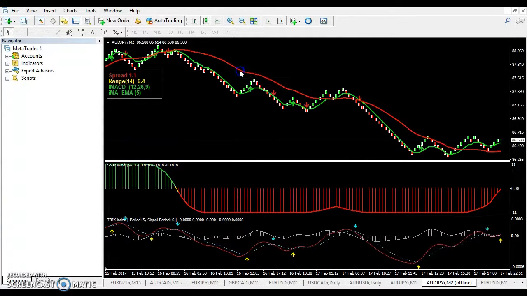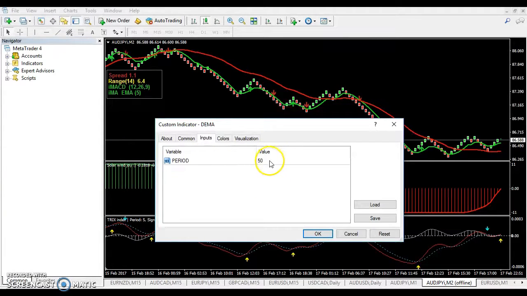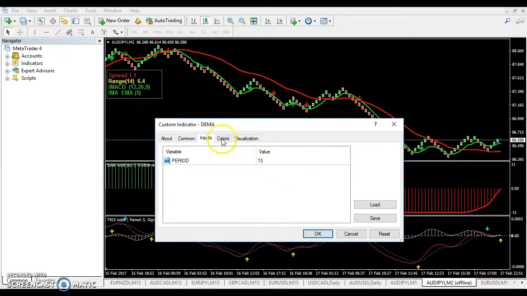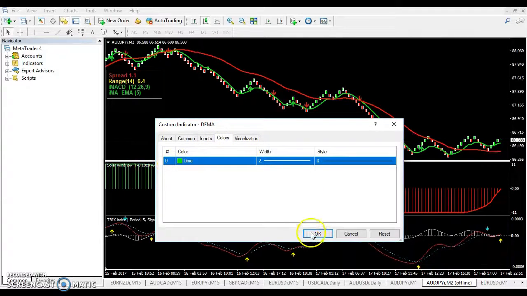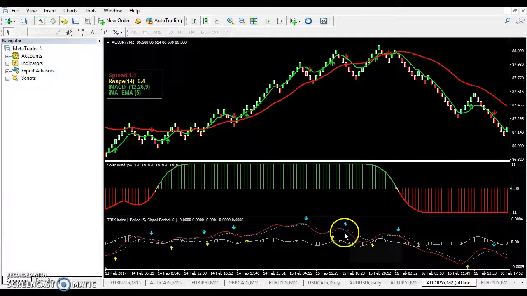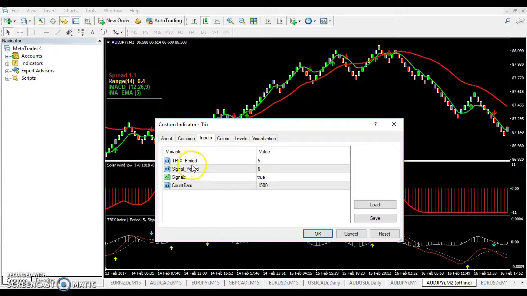Now for your DEMA settings, I want you to put 1 for 50, color red, and 1 for 13, color green. Okay, everything else leave default. For your tricks, I want you to put your tricks period 5 and your signal period 6.